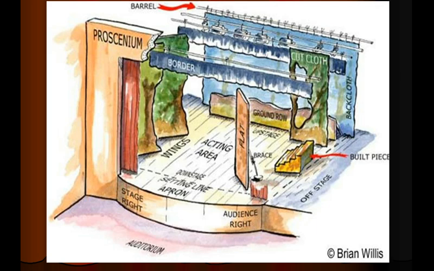Parts of the stage. Here you can see the proscenium, the barrel, the border, the cloth, the ground row, built pieces, the wings, the acting area, including upstage, downstage, stage right, and audience right. You can see the setting line, the apron, the auditorium, even the flat and the brace.